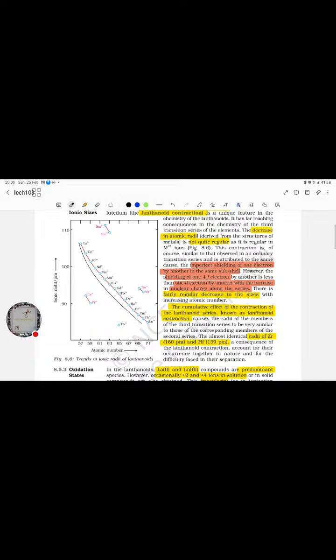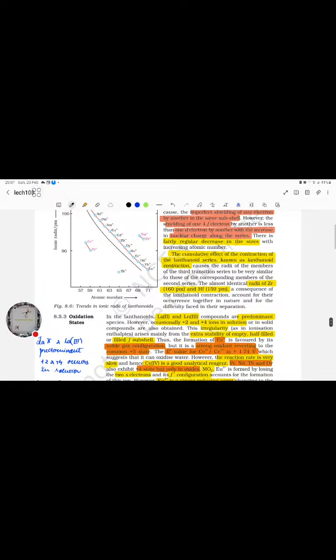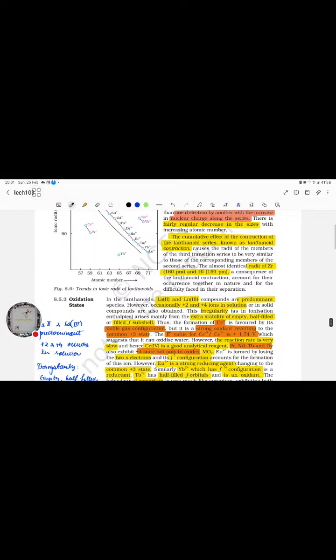அதாவது imperfect shielding of the 4f electron by one another is less than that of the shielding by 1d electron by another with increase in the nuclear charge. So there is a fairly steady decrease in sizes with increasing atomic number. The cumulative effect of the contraction of the lanthanide series, known as lanthanide contraction, causes the radii of the members of the third transition series to be very similar to those of the corresponding members of the second series.